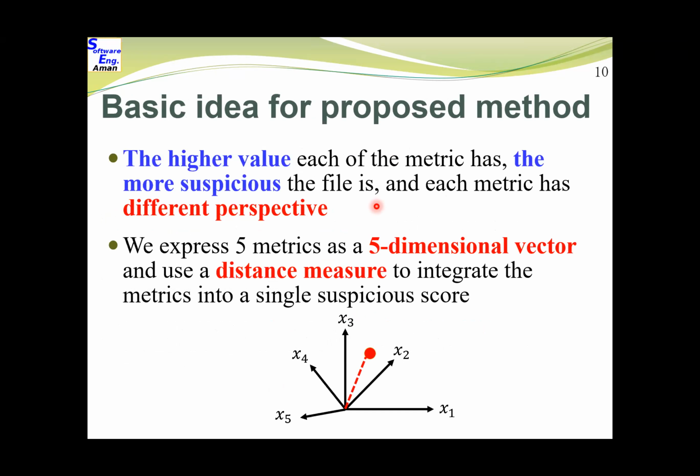The higher the value each metric has, the more suspicious the file is. And each metric has a different perspective. So we express 5 metrics as a 5-dimensional vector and use a distance measure to integrate the metrics into a single suspicious score. The image shows the 5-dimensional vector space and the distance. The red point is the data and the red line is the distance from the origin point.